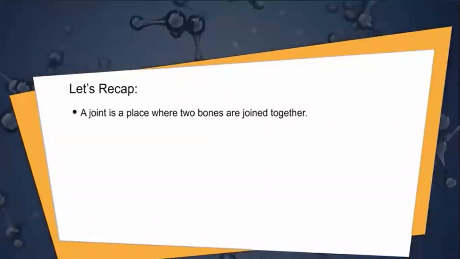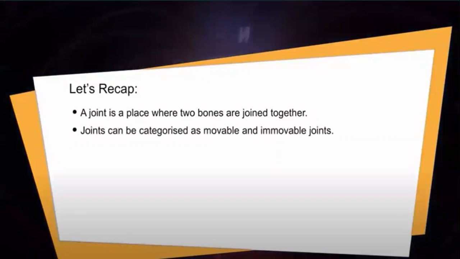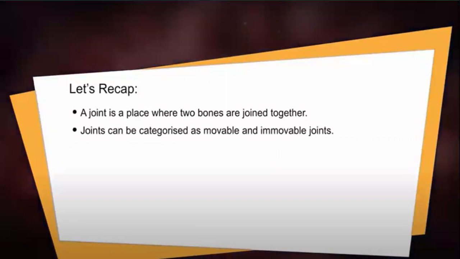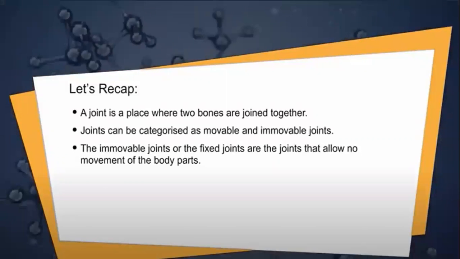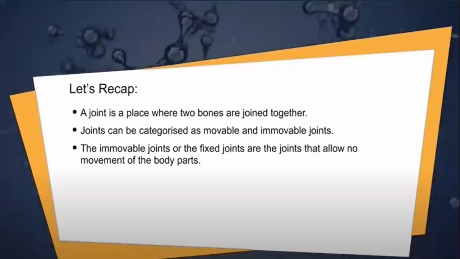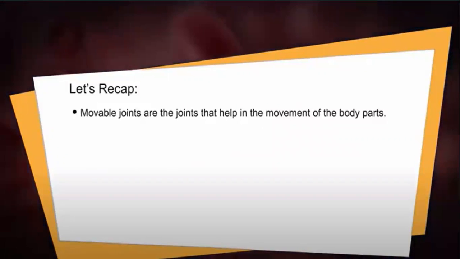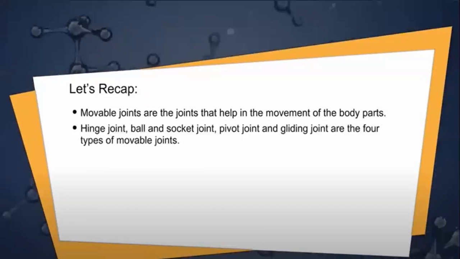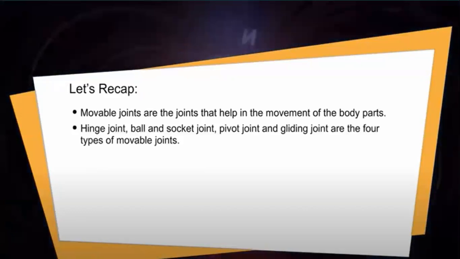So let's recap what we have learned. A joint is a place where two bones are joined together. Joints can be categorized as movable and immovable joints. The immovable or fixed joints allow no movement of the body parts. Movable joints help in the movement of the body parts. The hinge joint, ball and socket joint, pivot joint, and gliding joint are the four types of movable joint. Yes, this is all about our video.